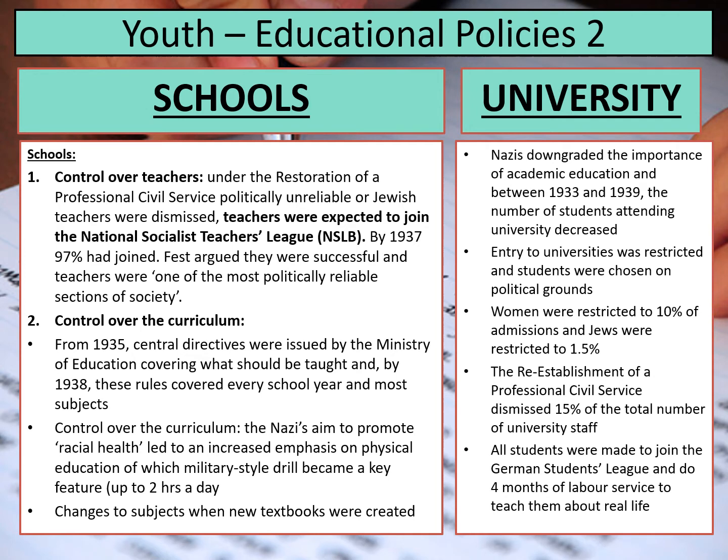So you all need to know about what policies they brought in for both schools and universities as well. In terms of schools, this was the Nazis' main priority, as obviously there were more children going to school than there were going to university. Now, they tried to control the schools in two different ways.